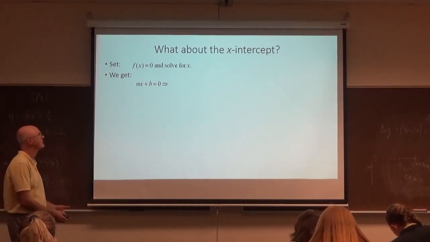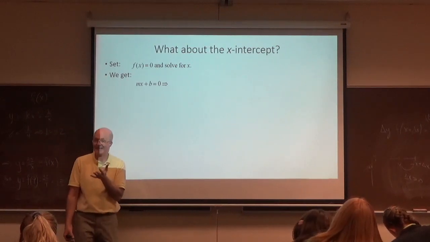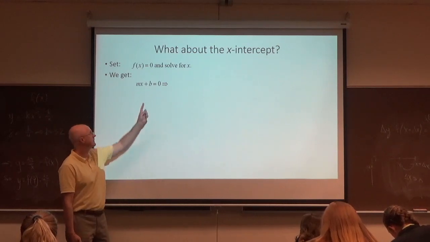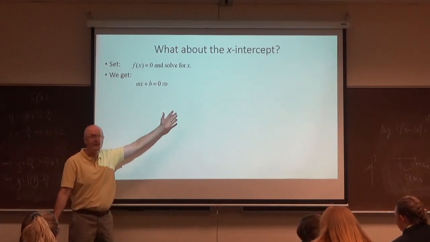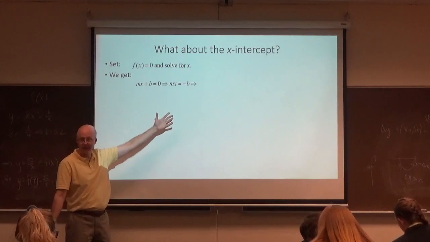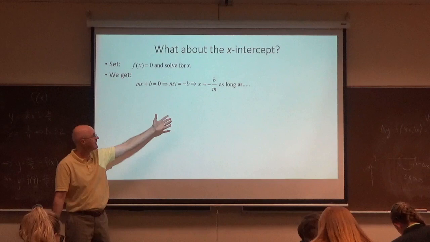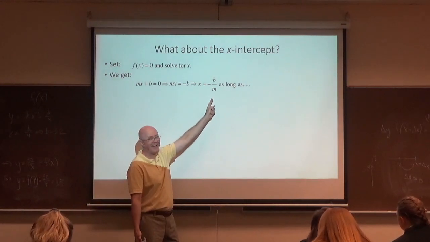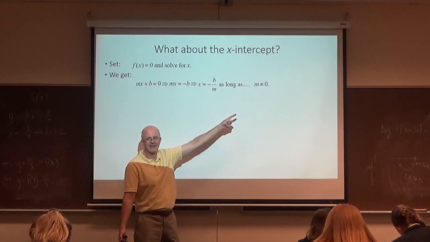What would be the first step? Subtract b from both sides. Why? Because we're trying to isolate x. If you subtract b from the left side, you cancel the b's. Subtract b from the right, 0 minus b is negative b. That's what you get. Now, assuming m is non-zero at least, divide both sides by m. You get this as long as m is non-zero. Can't divide by 0.